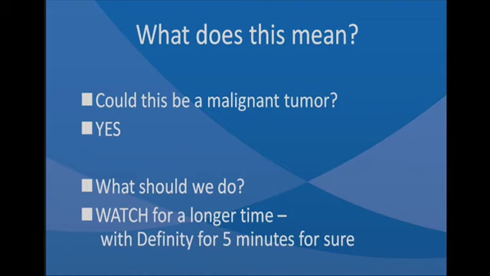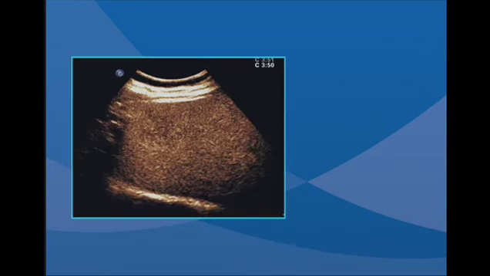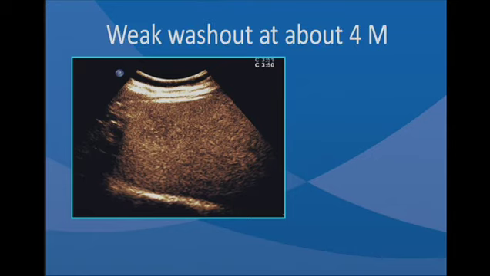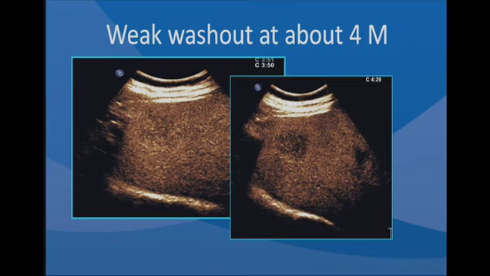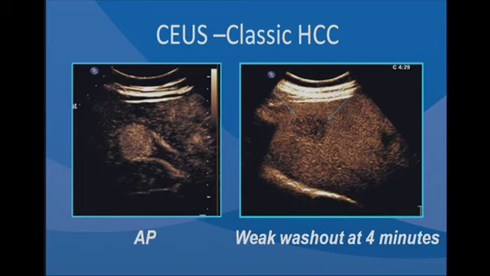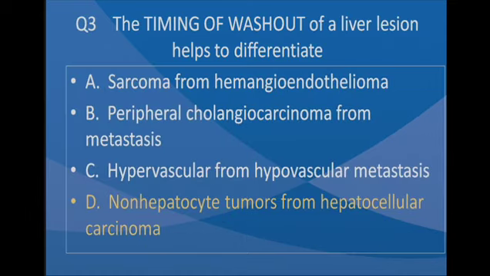We should watch for a longer time, and with the contrast agent that I use, Definity, this is 5 minutes minimum for sure. So when we look at 3 minutes and 50 seconds, I'm sure you'll agree with me, there's a vague suggestion of washout. When we continue observing to 4 minutes 30 seconds, you can see that the mass has definitely washed out. So there's our summation, arterial phase, hypervascularity, weak washout at 4 minutes, again, classic hepatocellular carcinoma, and totally different from the enhancement patterns that we observed for metastases and cholangiocarcinoma.